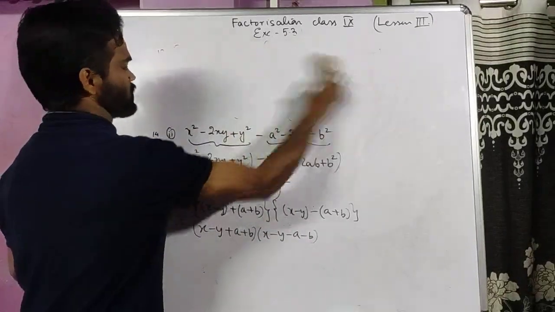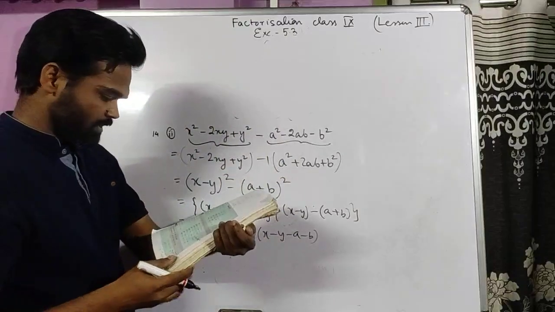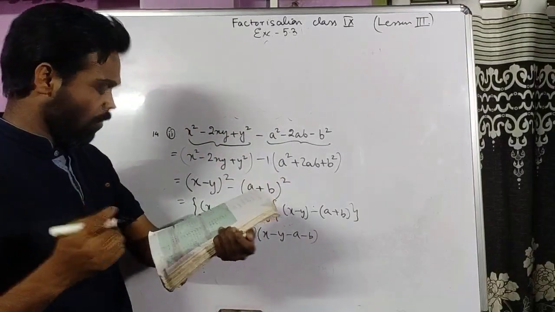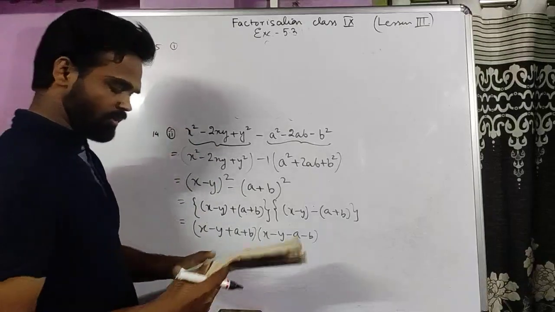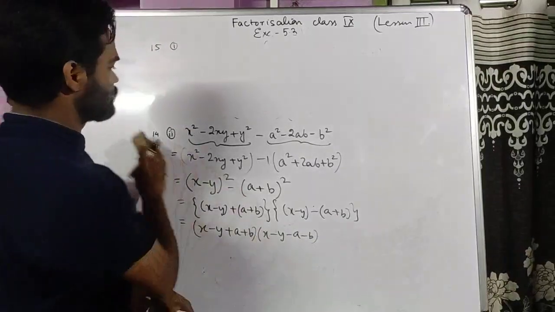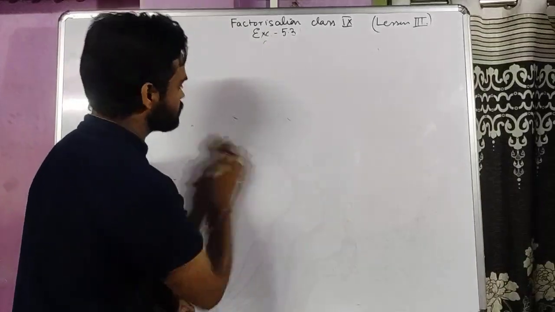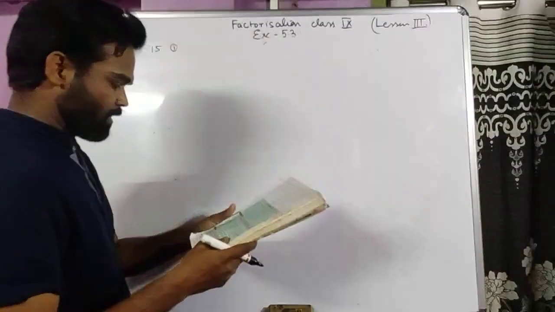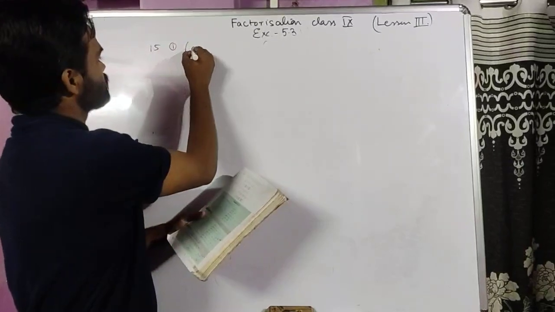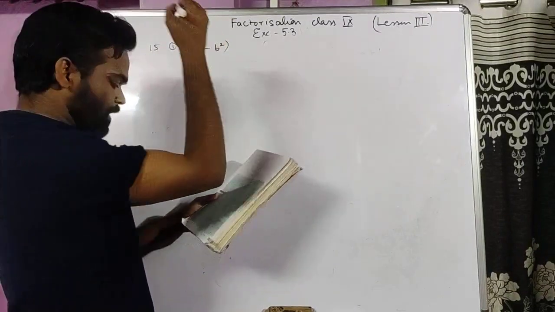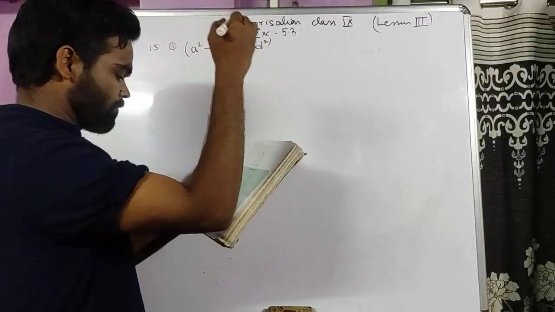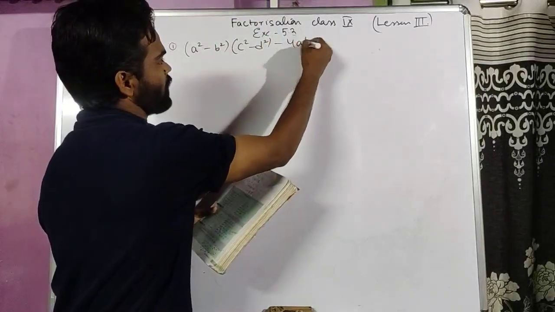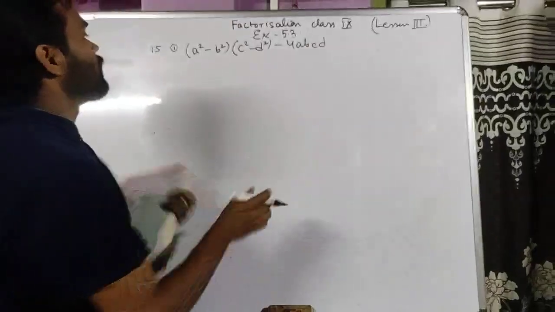Now we'll look at the next sum. This is 15 part 1, a very interesting sum. 15 part 1, though they have given a hint, but still I'll solve this. Look carefully. They've told (a square minus b square)(c square minus d square) minus 4abcd. Now, first of all, I need to open this bracket.